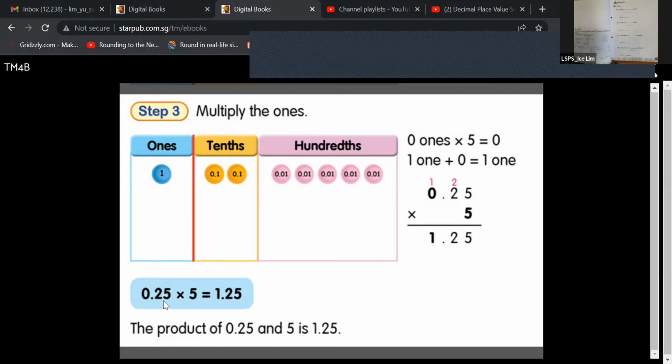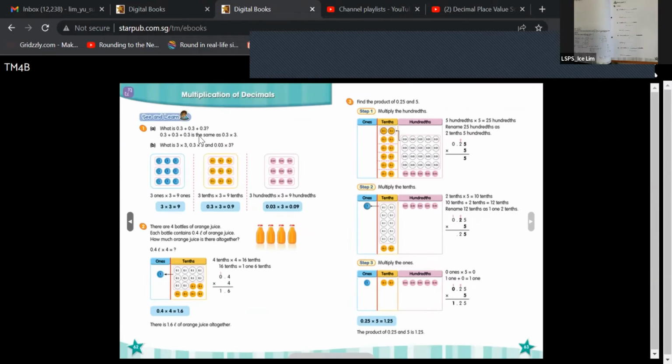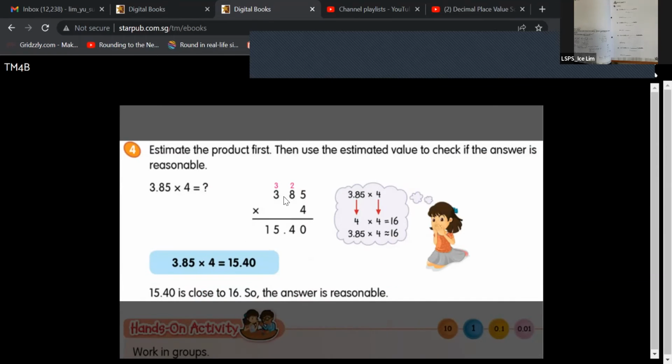So we already know that 25 times 5 is 125. So the same multiplication skill, same thing. The difference is now you have the decimal point to be careful about. So 0.25 times 5 equals 1.25. Now, even if you do 3.85 times 4, the idea is the same thing. I can do 385 times 4. I will get 1,540. The same method for doing multiplication. But the new thing is I've got to put in the decimal point.